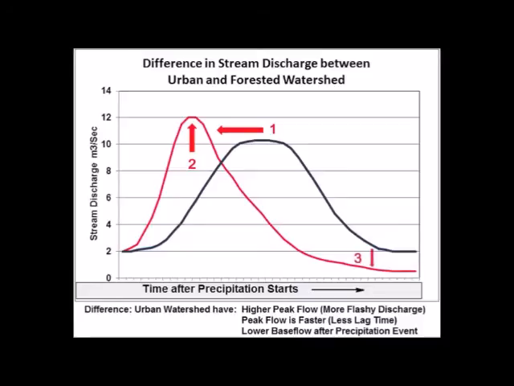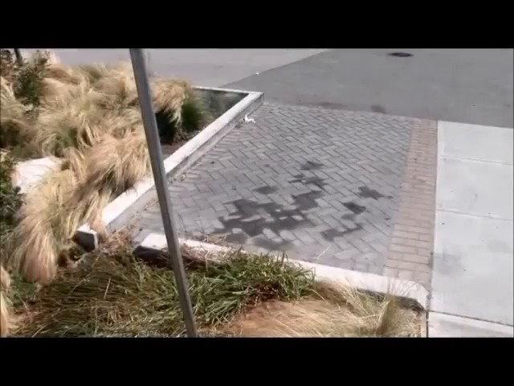3. It lowers base flow. Impervious surfaces prevent subsurface and groundwater stores from being recharged by rainfall. Groundwater provides a continuous base flow to streams and is an important source of flow in the dry season.